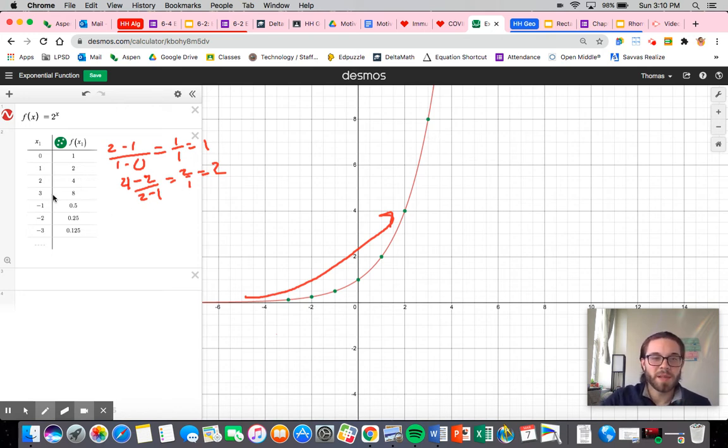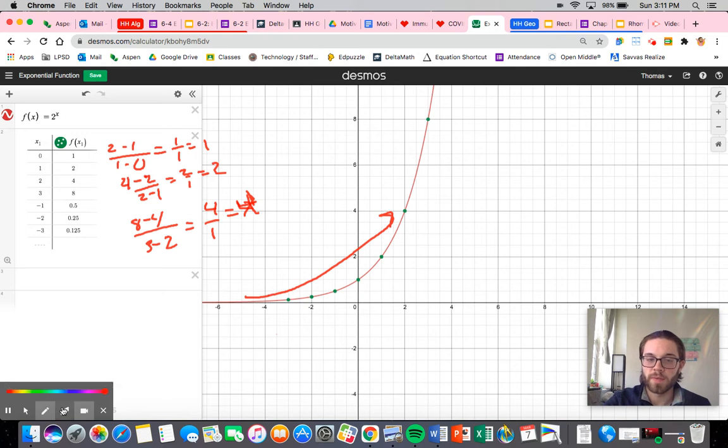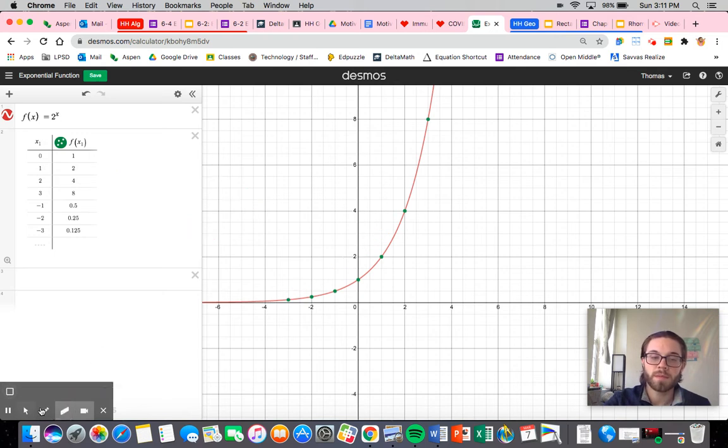So for example, if I now look at the next one, 8 minus 4 over 3 minus 2, you still have a 1 in the denominator, but now it's 4. You can probably see where this is going, right? If it's 4 now, then what's going to happen? It's going to be 8, then it'll be 16, then it'll be 32, and so on and so on. So you'll notice the rate of change is not the same.